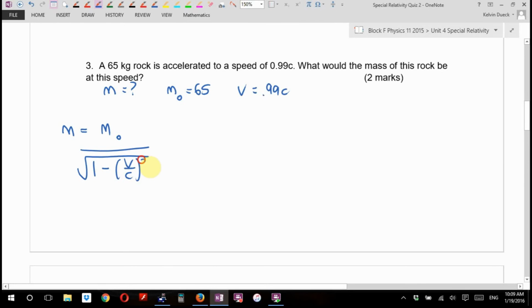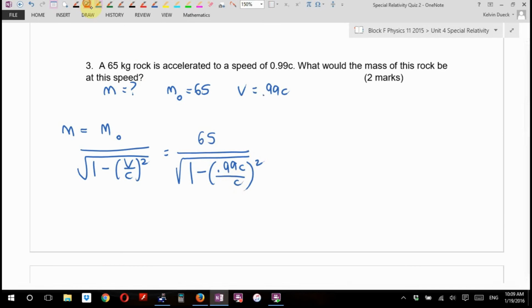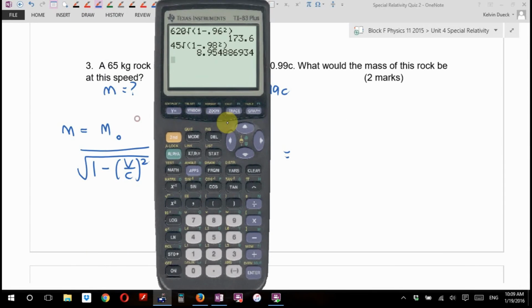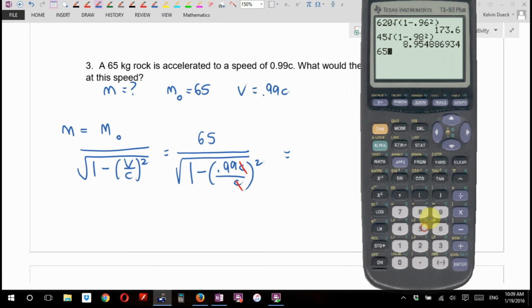Yeah? So it's going to be 65 divided by square root of 1 minus 0.99c over c, squared. Don't forget the squared. Yay, the c's cancel. 65 divided by square root bracket 1 minus 0.99 squared. And you'll notice I'm trying to do a little bit more in one fell swoop if I can to see how it goes. Let me just pause the video here.